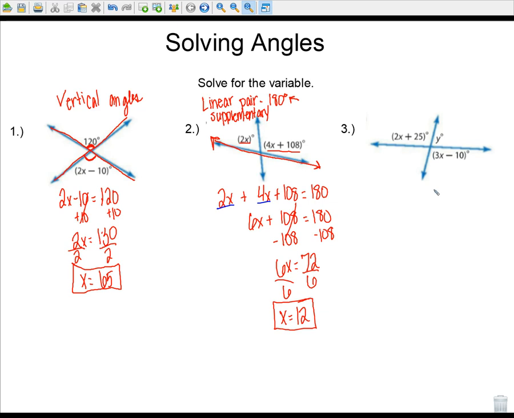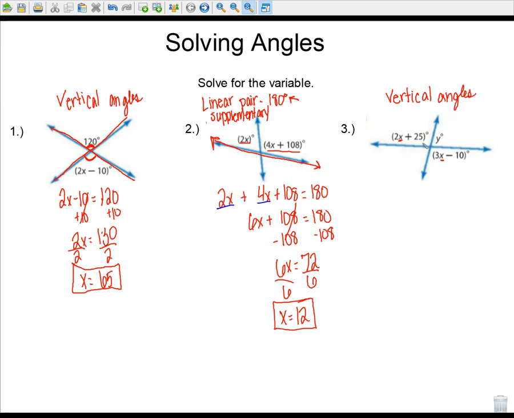All right, number 3 now. Number 3 says 2x plus 25 in this angle, 3x minus 10 in this angle, and then right here we have a y. The first thing I want to do, most of the time when we have an x and a y, is find a way that we can get these x's together. So I need to ask what, if any, is the relationship between 2x plus 25 and 3x minus 10. That's the first thing we need to figure out. And hopefully you're sitting at home saying, well, these are vertical angles. Okay.